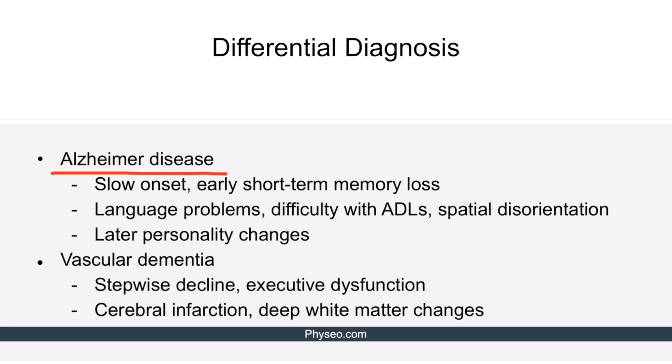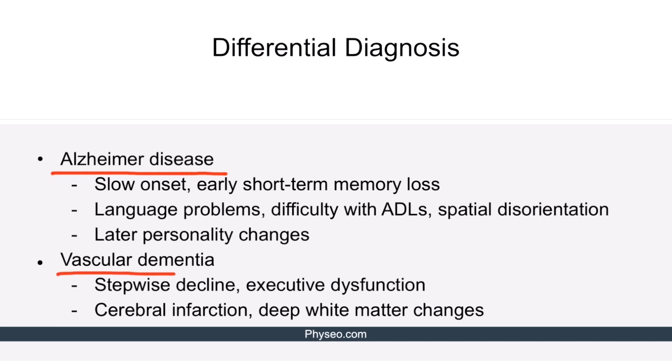In Alzheimer's disease, patients typically experience a slow onset of dementia along with short-term memory loss. They also have language problems such as trouble finding words. In addition, patients have difficulties in performing activities of daily living such as cooking, tracking bills, and taking medications. Sometimes the elderly experiencing Alzheimer's disease can get lost in the familiar surroundings due to spatial disorientation. Later in the course of the disease, patients may also experience personality changes.